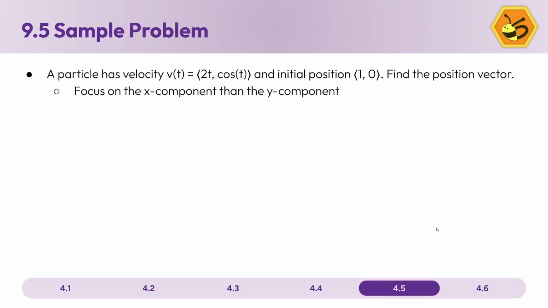Okay, so let's try to solve this problem now. We have a particle with velocity v of t equals 2t for the x and cosine t for the y, and also an initial position of (1, 0). We want to find what is our position vector. One hint is to do initial values, first focusing on the x, then focus on the y, then put them together.